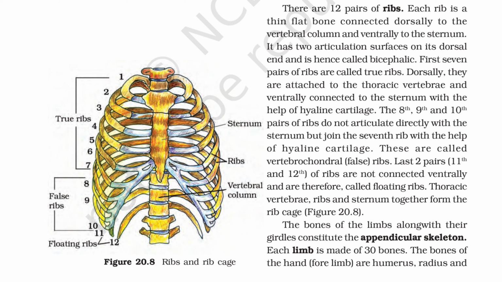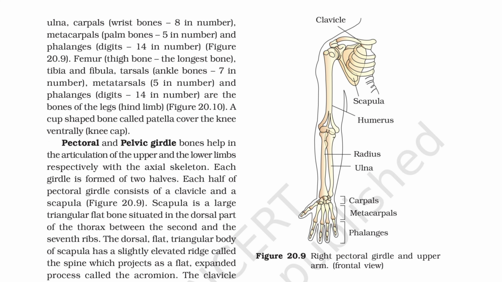The bones of the limbs along with their girdles constitute the appendicular skeleton. Each limb is made of 30 bones. The bones of the hand, forelimb, are humerus, radius and ulna, carpals, wrist bones 8 in number, metacarpals, palm bones 5 in number, and phalanges, digits 14 in number. Femur, thigh bone the longest bone, tibia and fibula, tarsals, ankle bones 7 in number, metatarsals, 5 in number, and phalanges, digits 14 in number, are the bones of the legs, hind limb. A cup-shaped bone called patella covers the knee ventrally, kneecap.